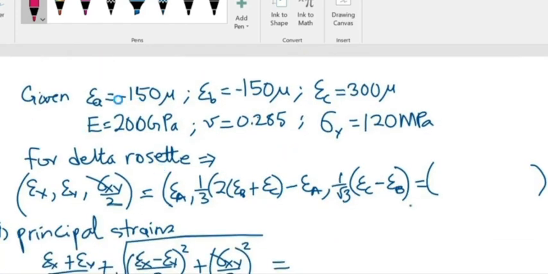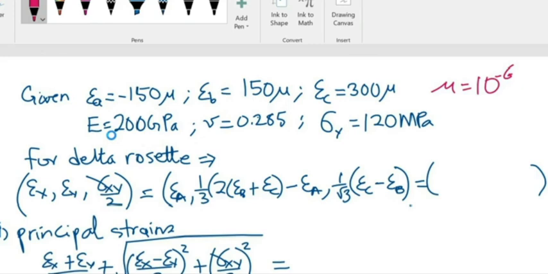We are given EA equal to minus 150, EB equal to 150 micro, and EC equal to 300 micron. You know that micron is 10 to the power of minus what? Minus 6. You see, the strain is very, very small.